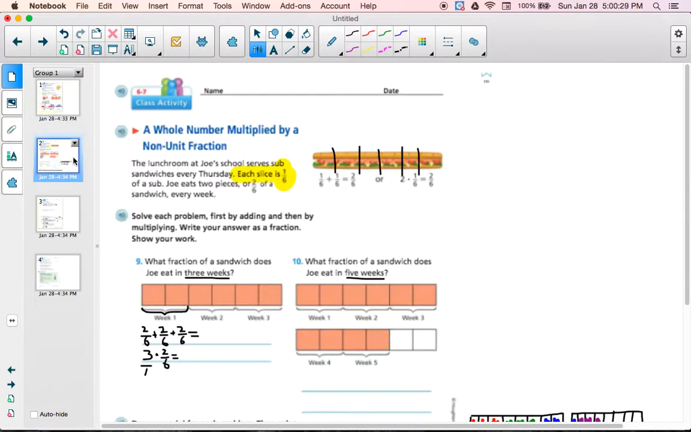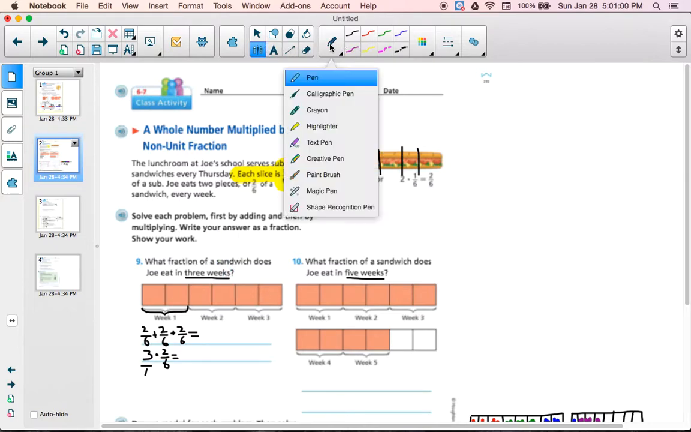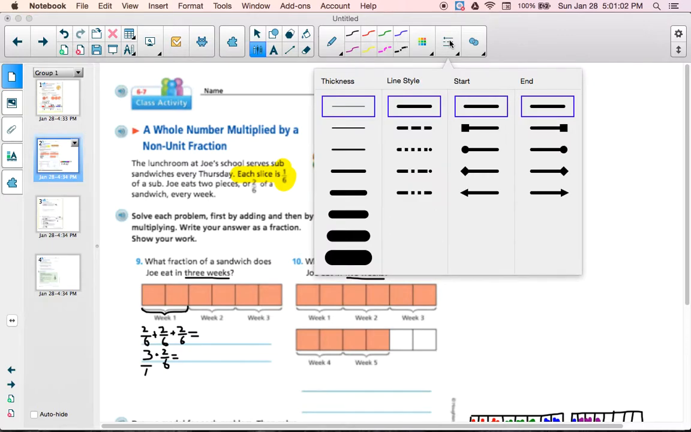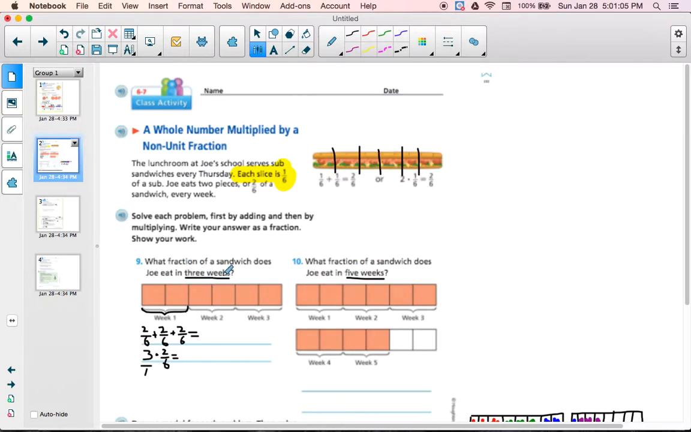All right. Now let's work with a word problem here. It says the lunchroom at Joe's school serves sub sandwiches every Thursday. Each slice that he gets is 1/6 of the sandwich. Okay, and he eats 2/6 every week. So when he comes in, they make a sandwich, they divide it into 6 equal parts. He eats 2 of them, 2/6 of the sandwich. So it says, what does Joe eat in 3 weeks?